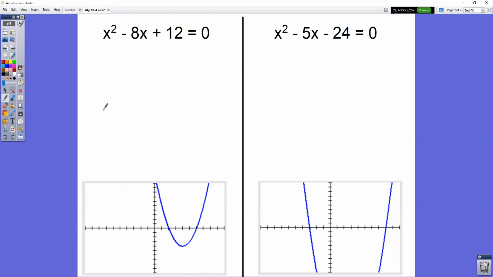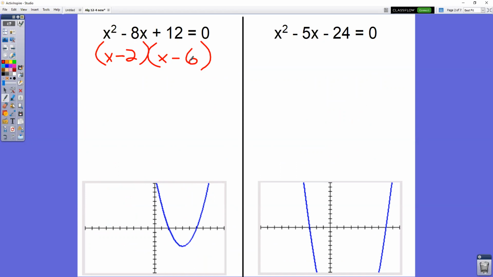So you have this trinomial, and notice that we have it set equal to 0 already. So the first thing that you want to do is reverse FOIL. What times what is 12 that adds up to -8? Well, it would be x minus 2 and x minus 6, because -2 times -6 is positive 12, and -2 plus -6 is -8. So we did reverse FOIL.